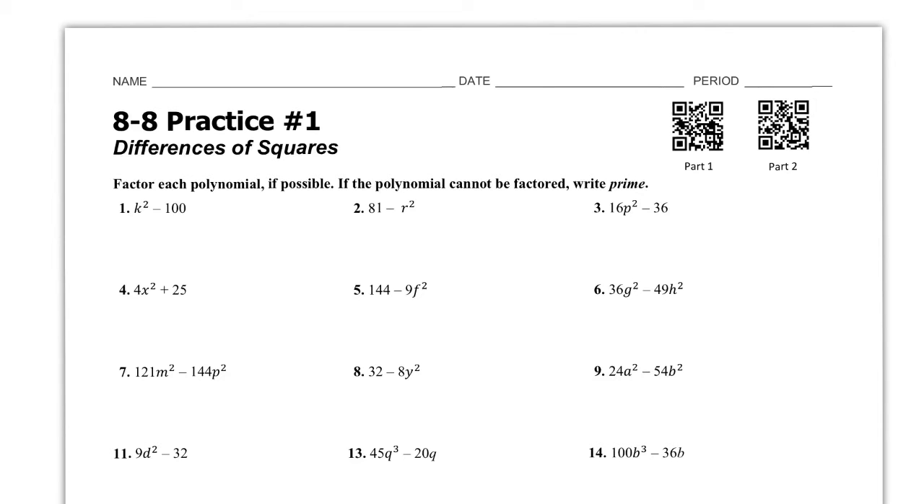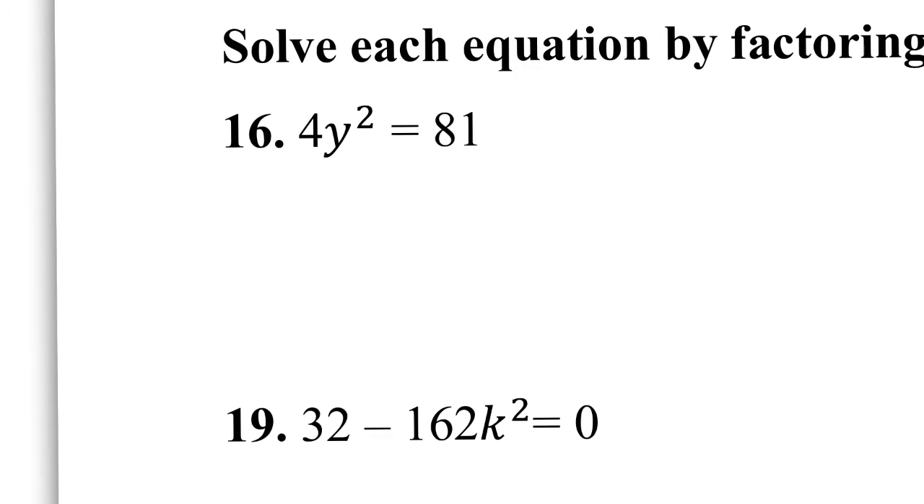But let's go ahead and look at one question here. So let's start with number 16. You guys have the equation 4y squared equals 81. Notice that we do have an equation. We have a variable. The variable doesn't really matter. You just want to solve for that variable. You can have an x, a p, an m, a y.